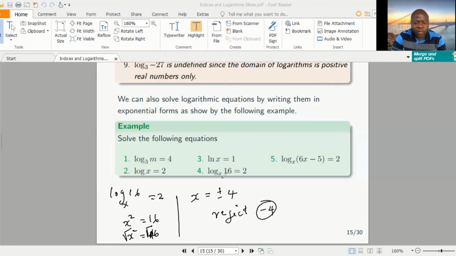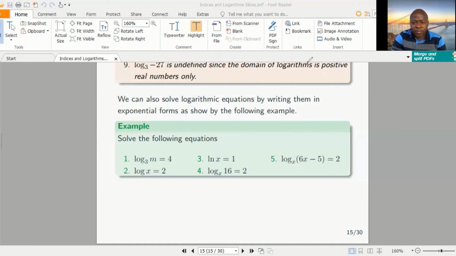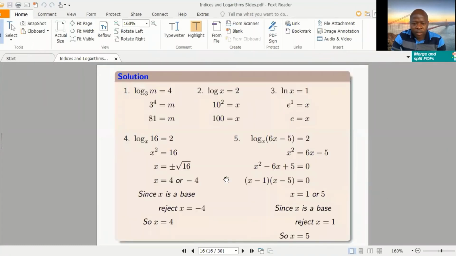Why are we rejecting negative 4? We say that the base must always be positive. That means x is just 4. It can never be negative 4 because the base is supposed to be positive. Now let's see what I did. It's easier if we follow what I did for the sake of those who are writing notes. This is the question, and I've said reject negative 4. I've already given you the reason: x is the base, so it can never be negative.